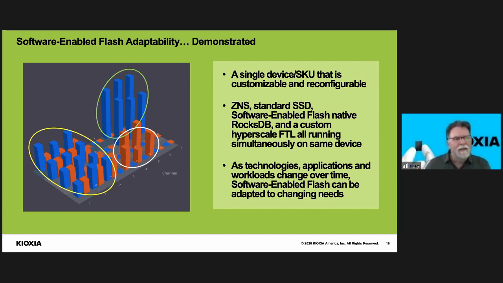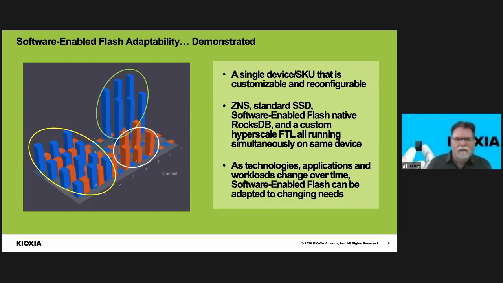We then had an isolated workload running on a separate die set in the foreground, spanning channels 3 through 5. And this was a write-dominated workload. It was therefore showing read or write operations dominating the heat map of the die. And this was running the standard block protocol. And finally, towards the back of the illustration, there is a third virtual device running the custom Hyperscale FTL that was doing a read-dominated workload, hence the blue bars.